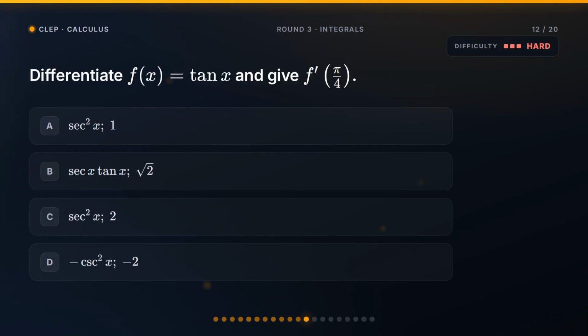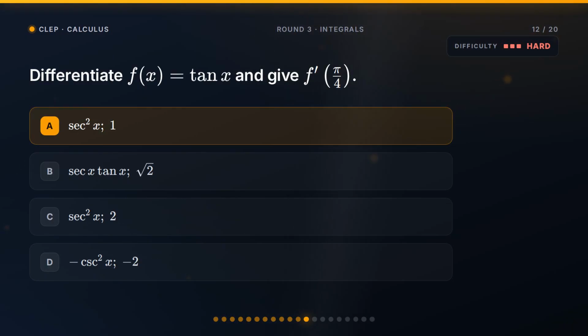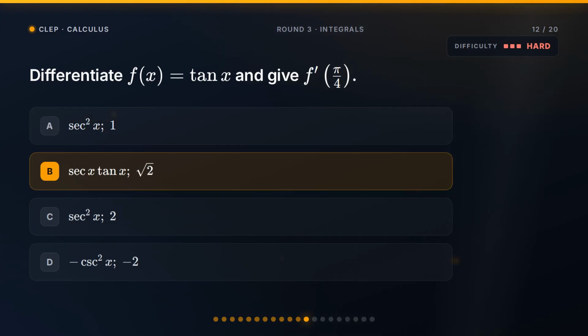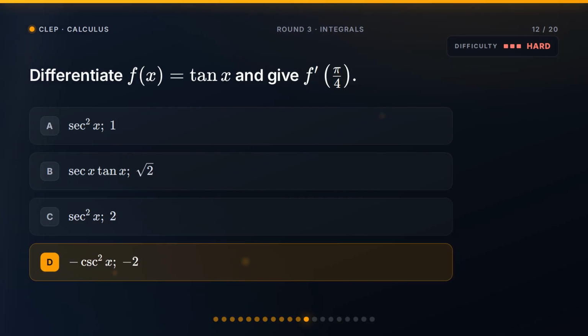Question 12. Find the derivative of f of x equals tangent x and evaluate it at pi over 4. A. Secant squared x, and the value is 1. B. Secant x tangent x, and the value is square root of 2. C. Secant squared x, and the value is 2. D. Negative cosecant squared x, and the value is negative 2.